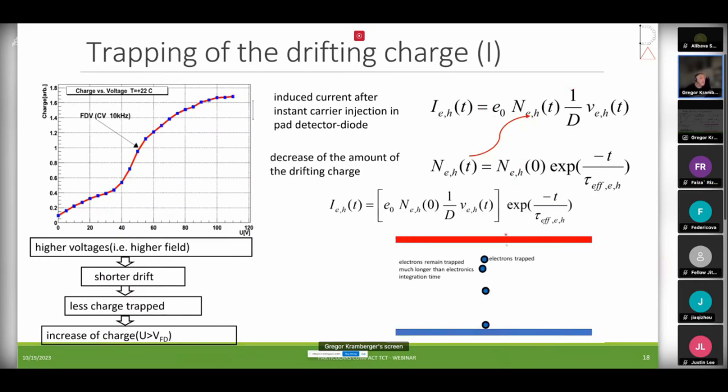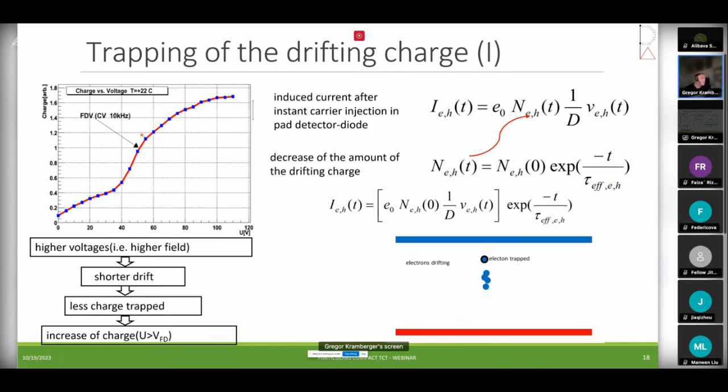The explanation is very simple, and it's illustrated here. You generate electron-hole free carriers, and as the electrons start to move, if you have a damaged silicon, some of them get trapped, and as they get trapped, they don't induce current anymore, and you get less charge collected at the end. This is described by the probability of trapping, which is 1 over the trapping time. So the less time the carrier spends in your sensor, the less likely it is going to get trapped. And this is this exponential term.